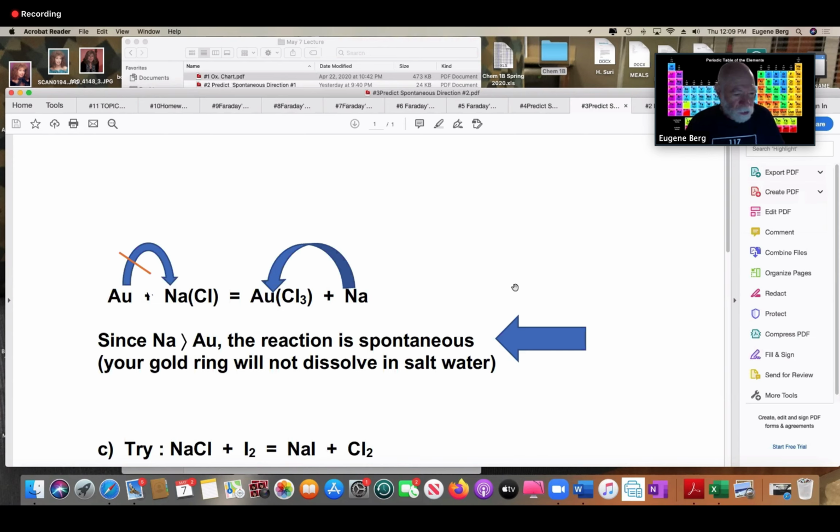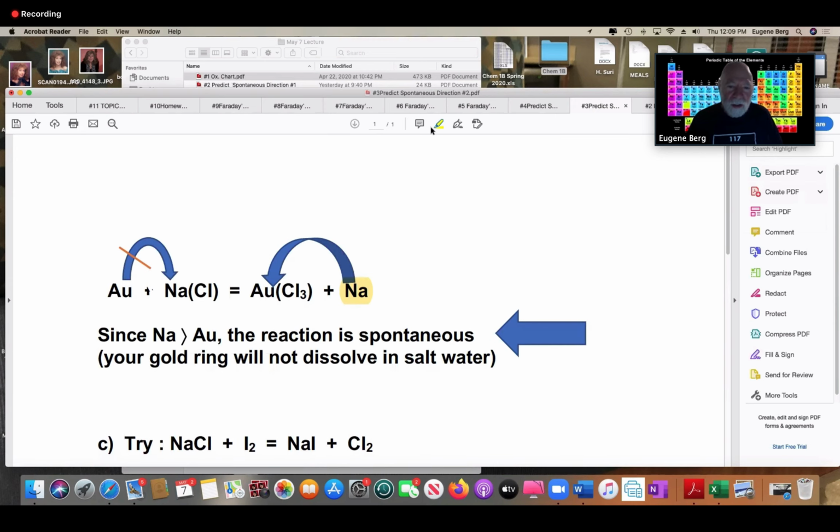So gold's trying to push electrons onto sodium, and sodium's trying to push electrons onto gold. Okay, so you look on your chart, and which one's a better electron pusher? Again, no contest. Sodium is going to win. It's going to push the electrons onto gold, and it's going to beat out gold trying to push electrons onto sodium. Okay, so since sodium's the winner, and it's on the right-hand side, it gets to react, so therefore the reaction is spontaneous from left to right.